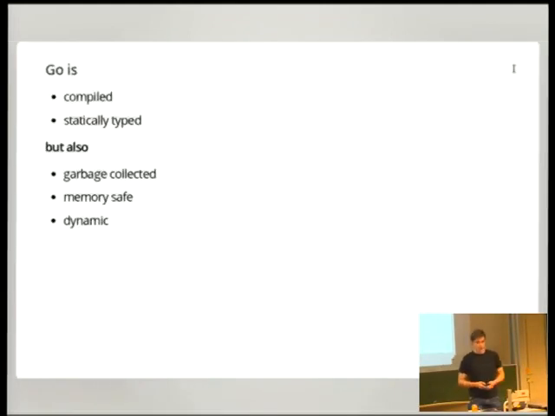Maybe I should introduce Go a little bit for the people who might not know it. It's a compiled, statically typed language. So basically you expect it to be quite fast, but at the same time you get garbage collection, memory safety, some dynamic features. Yeah, so it's somewhere in between scripting and say C++.